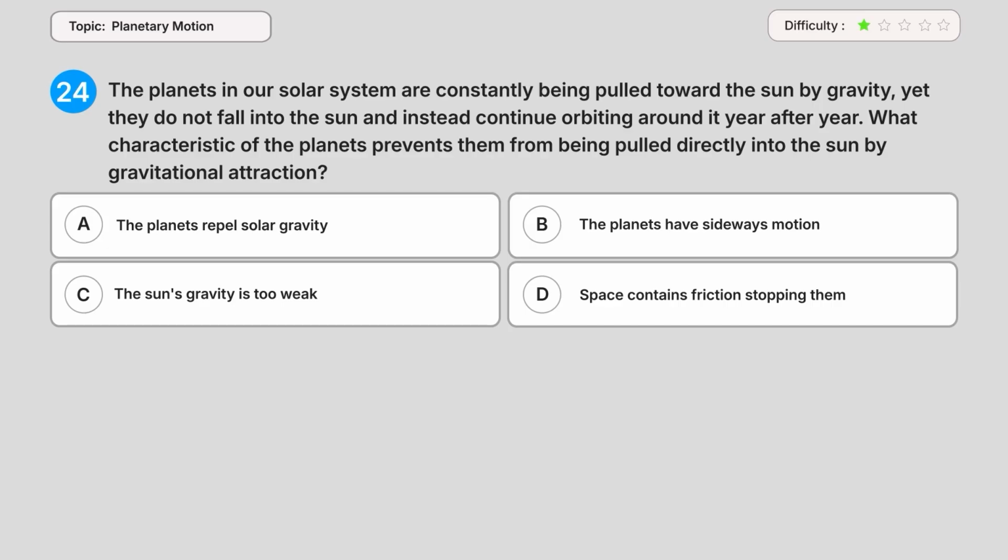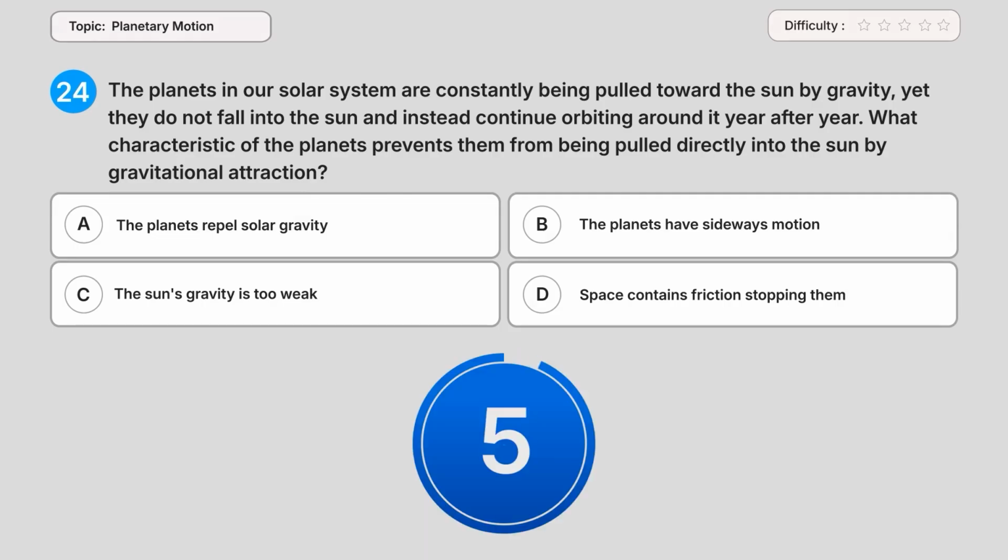A. The planets repel solar gravity. B. The planets have sideways motion. C. The sun's gravity is too weak. D. Space contains friction stopping them. Can you guess the answer?